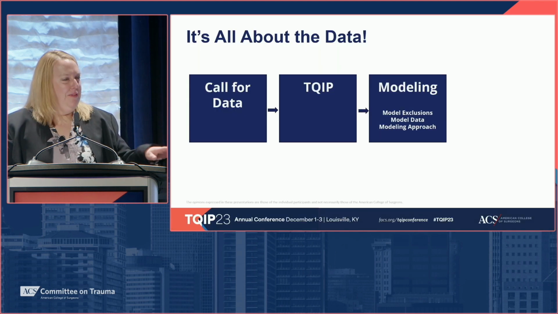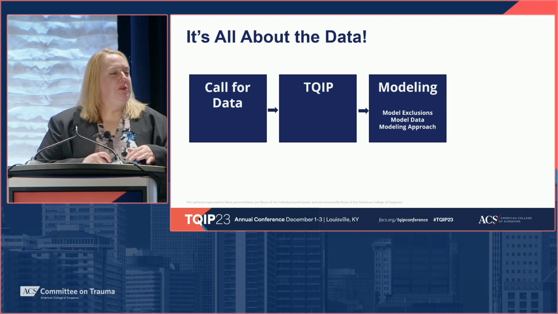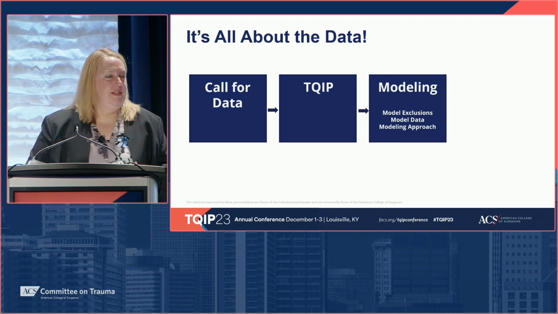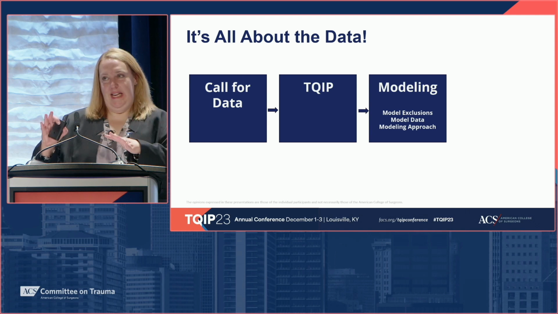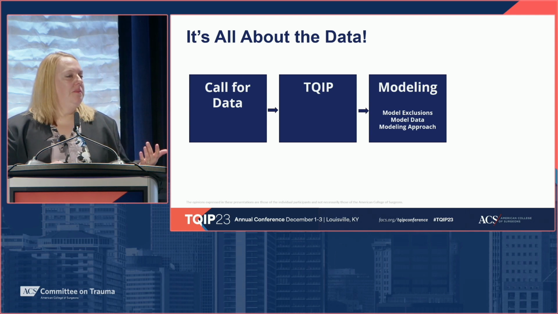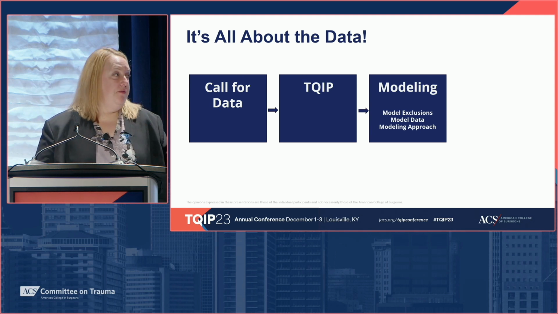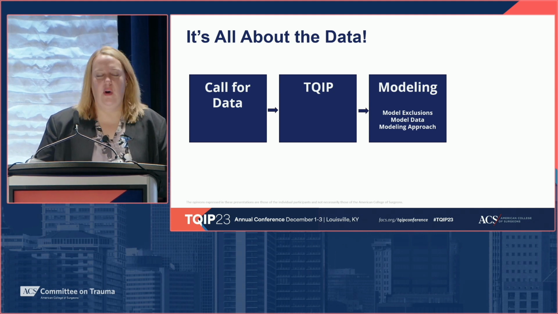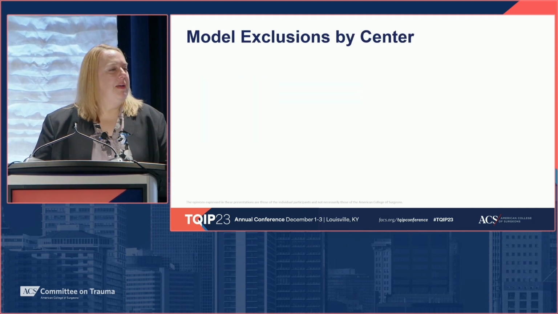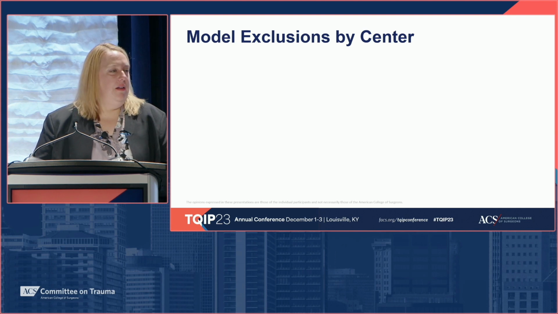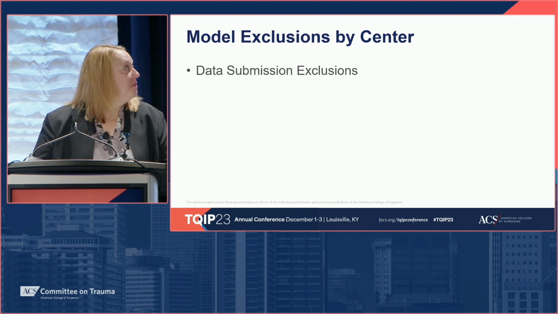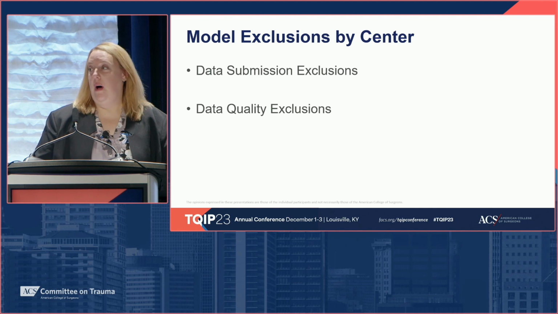I know we've already said a lot today, and we have a lot more to say. So after we review all the TQIP inclusion criteria and evaluate for every single patient, and we restrict the data to the appropriate time frame, we evaluate each center for the consistency of admissions and the data quality to determine full inclusion in the risk-adjusted modeling process. So what does that mean? We have two types of model exclusions by center: data submission exclusions and data quality exclusions.